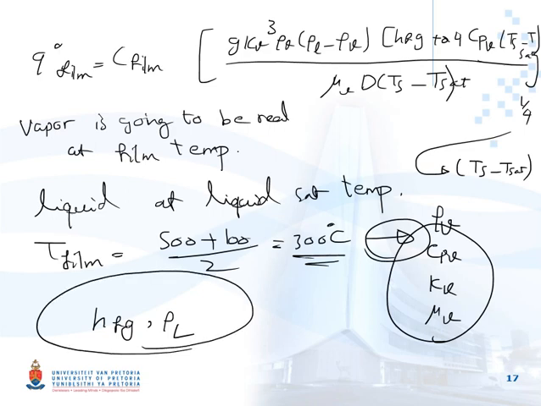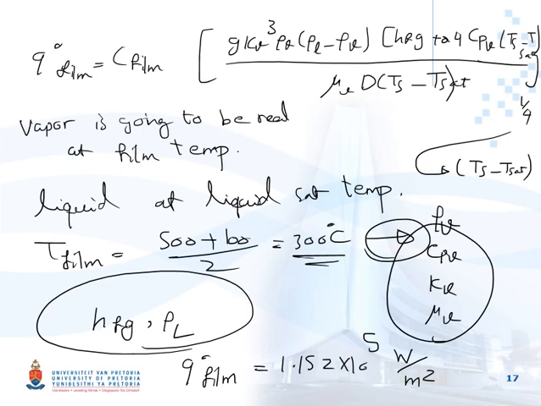We have T_s minus T_sat. So if we put everything in, Q dot film will be equal to 1.152 times 10 to the power of 5 watt per square meter.